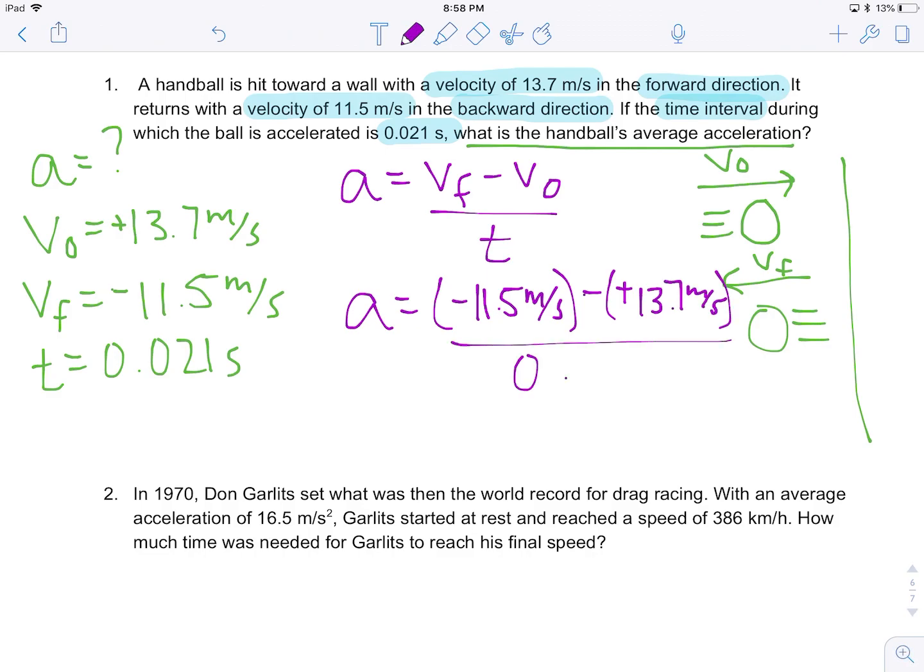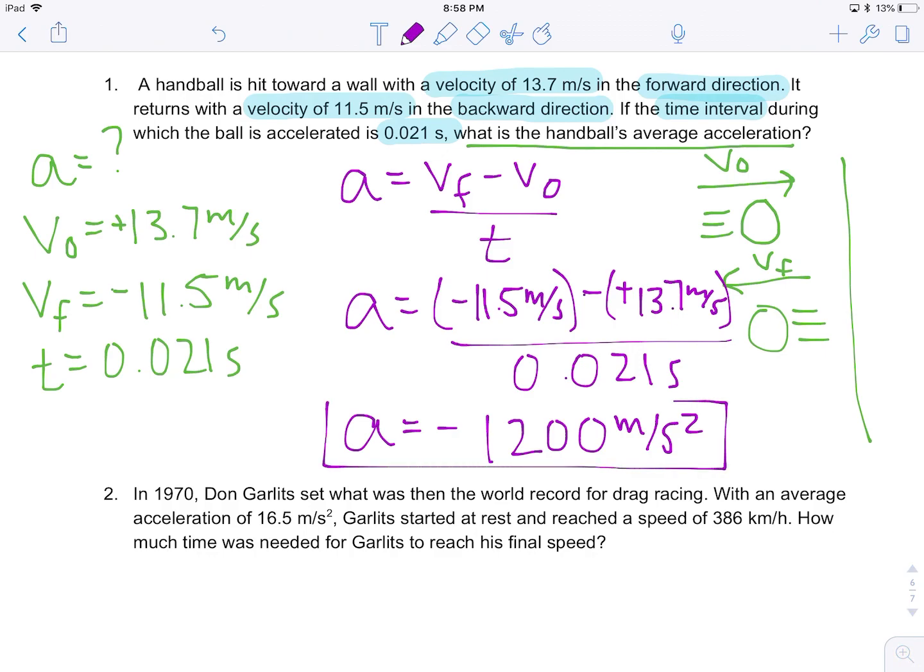Divided by 0.021 seconds. And when I plug all of this into my calculator, I end up getting negative 1,200 meters per second squared. It's a good idea to take a moment when you find an answer to make sure that it makes sense. For instance, I got a negative acceleration. Does that make sense here?